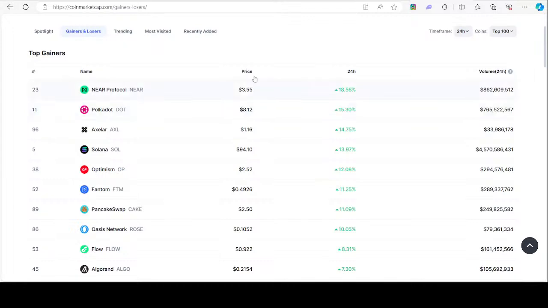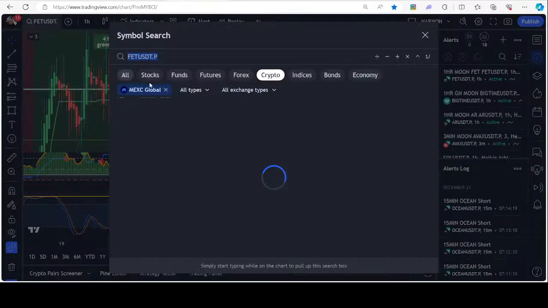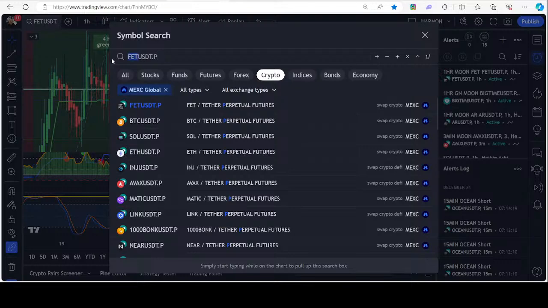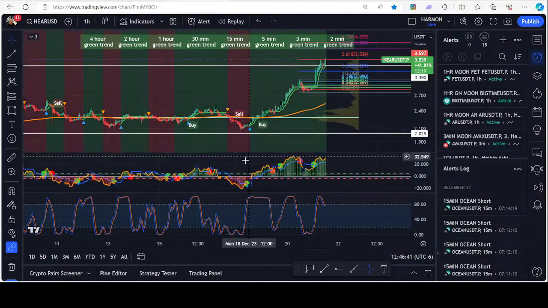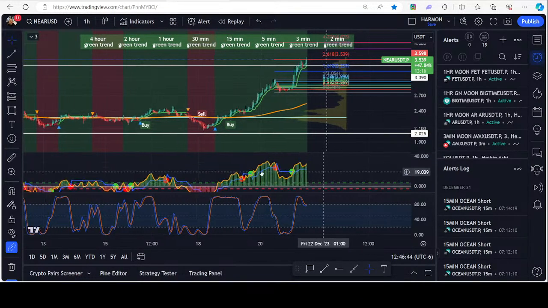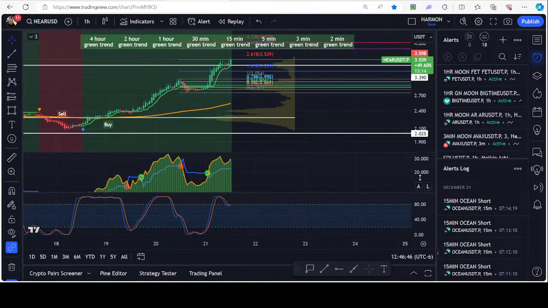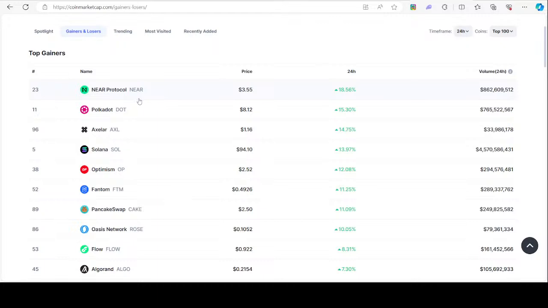Near Protocol. Near is at 18%, right? Let's go look at Near real quick. But I thought if it's at the very top, we want to avoid those because of manipulation. Top of what? Top of the CoinMarketCap? Are we talking about top gainers? I mean, every coin has manipulation in it. All right, let's take a look at Near.